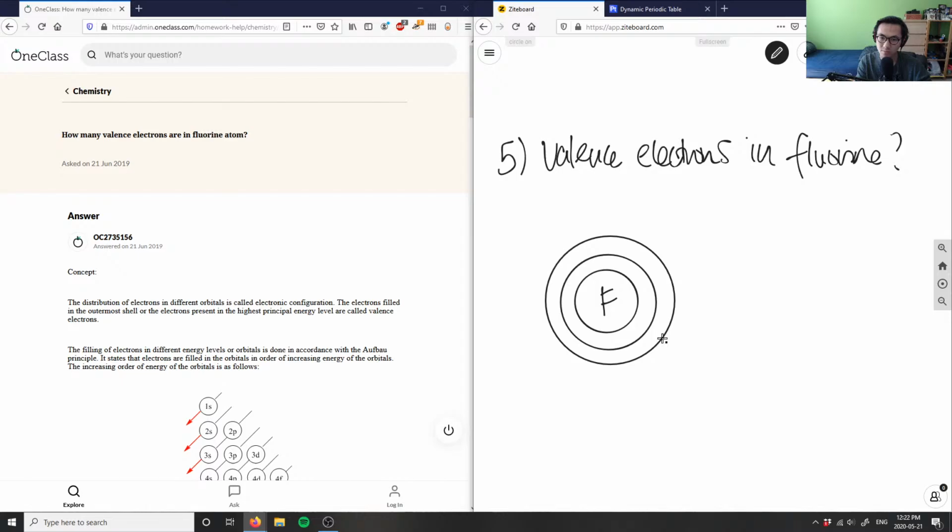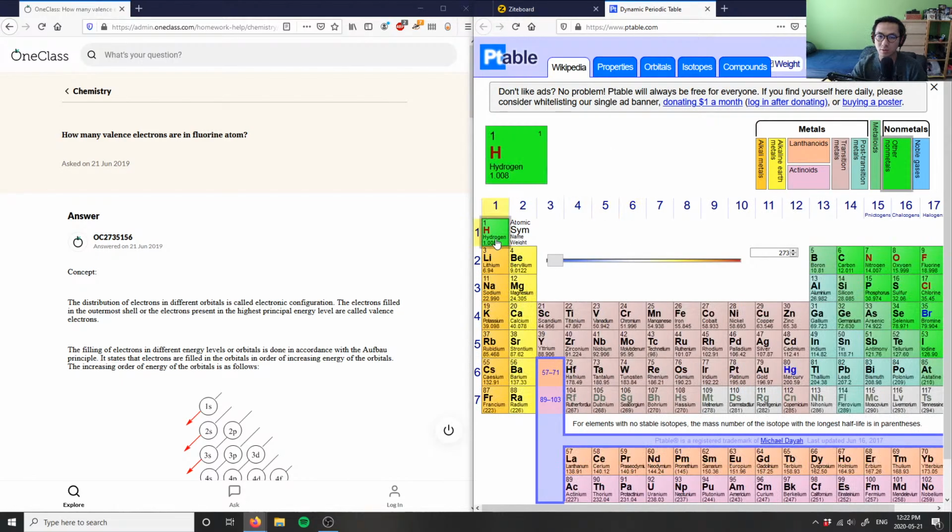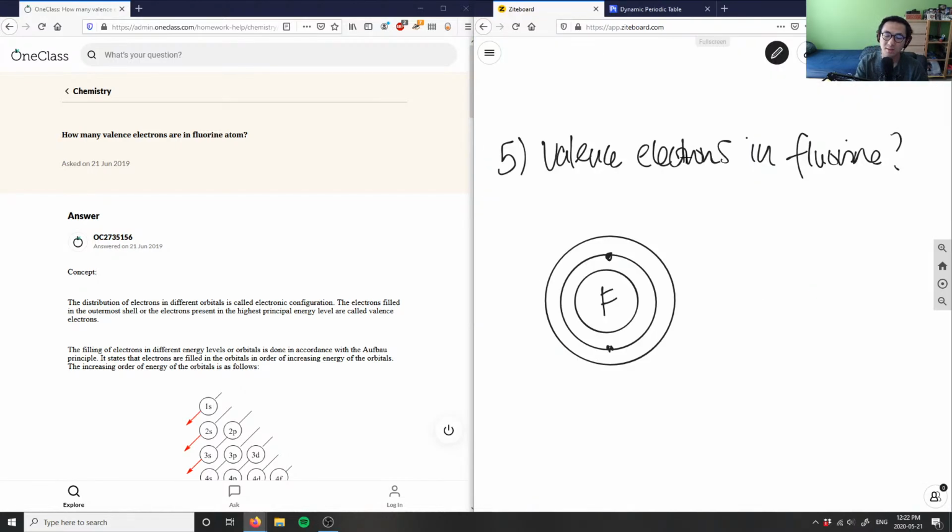1, 2, 3 here. I have 3 shells. And fluorine has 1 and 2 in the first shell, like so. So I have 1 and 2 here, and then it has 1, 2, 3, 4, 5, 6, 7 in the second shell. And I'll write this in red because these are my valence electrons. Because I know that my valence electrons, or valence e minus here, which is my shorthand for electrons, are the outermost electrons in the atom.